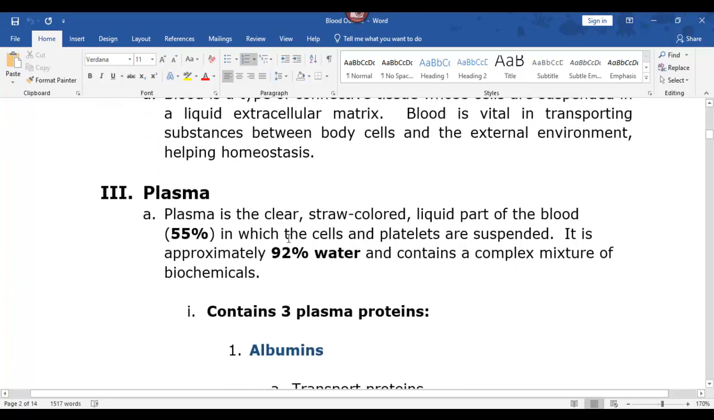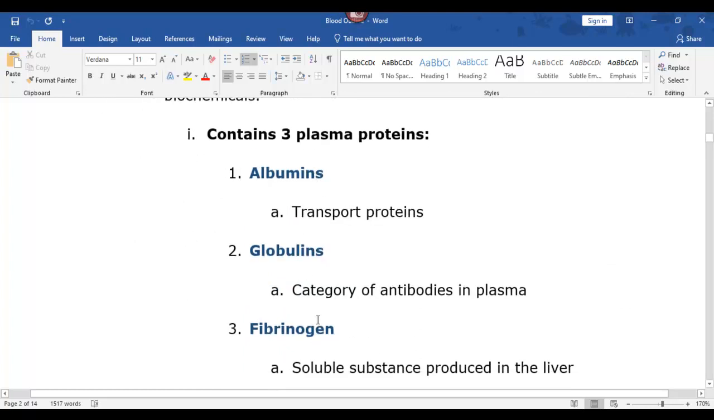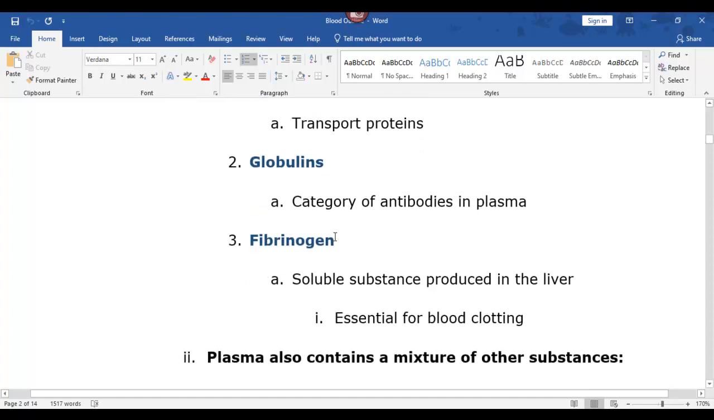Okay, just covered this. Water, 92%. Here are the things that you find mixed in with plasma. Albumins, globulins, fibrinogen, which is probably the most important thing here at the moment. It's a clotting agent. Without fibrinogen, blood does not clot.